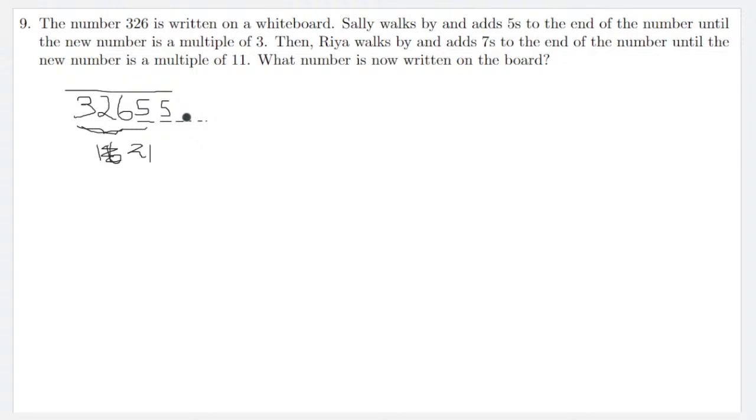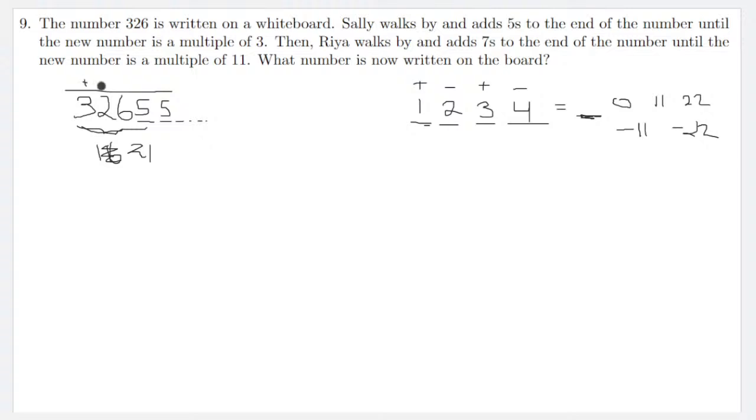So now let's check for divisibility by 11. So the divisibility rule for 11 is to take alternating digits. So basically, if you have like 1, 2, 3, 4, you add 1, and then you subtract 2, add 3, and then subtract 4. And then you'll have some sum over here. And if the sum is like 0, 11, 22, or like negative 11, or negative 22, etc., then it is divisible by 11. So let's use that trick here.